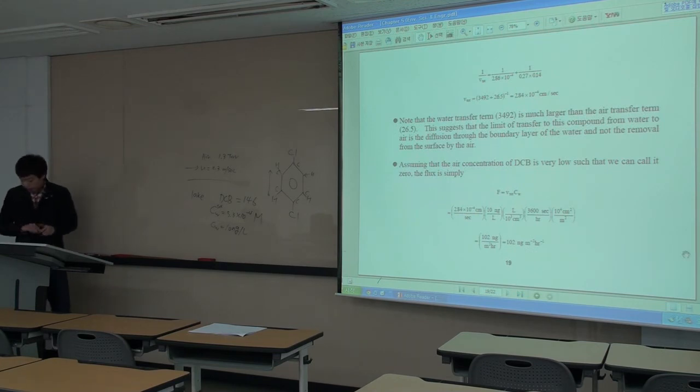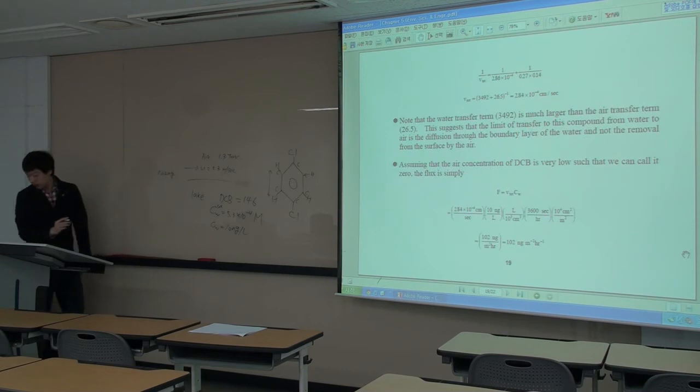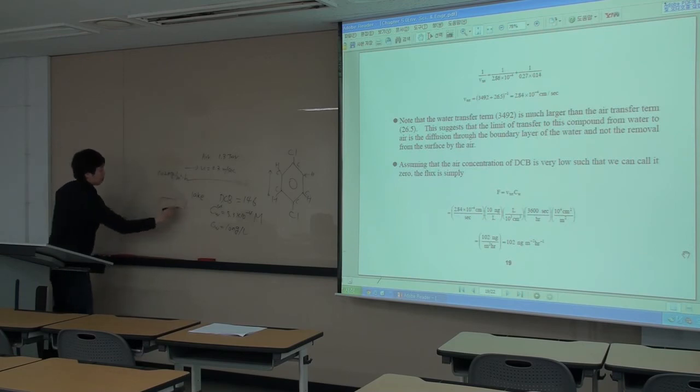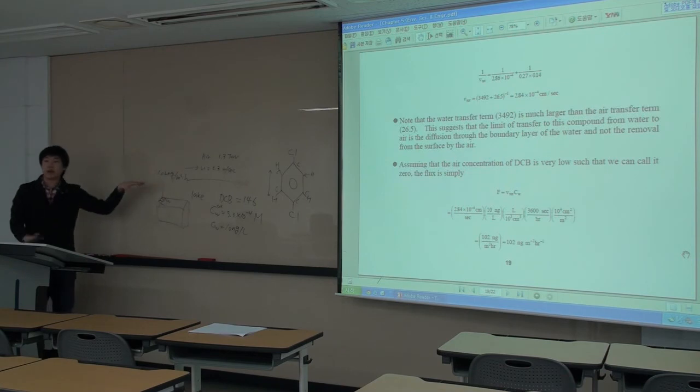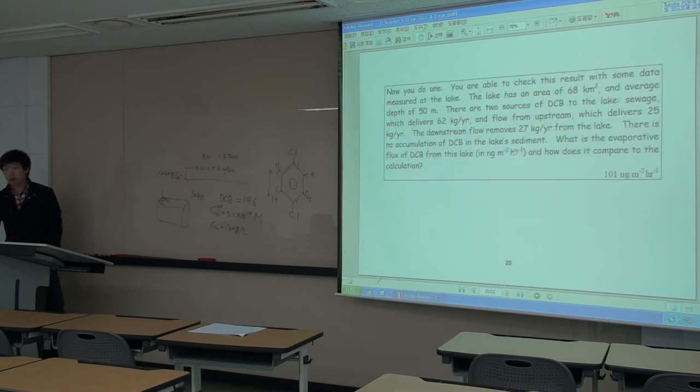That means 102 nanogram. So this is the lake, a huge lake. But this is 1 meter by 1 meter during 1 hour, 102 nanograms of DCB, with some partitioning between the water and the air. Yeah. This is the minimum. So maybe this is your homework. This will be your homework.